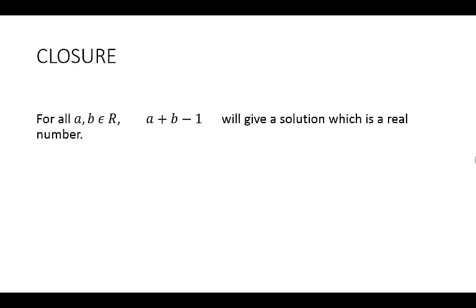For all real numbers, a + b − 1 will give a solution which is also a real number. So we can't possibly get a complex number or an imaginary number when we add two real numbers and subtract 1. So closure is met, therefore the operation is closed. Associativity. Show that (a * b) * c equals a * (b * c).